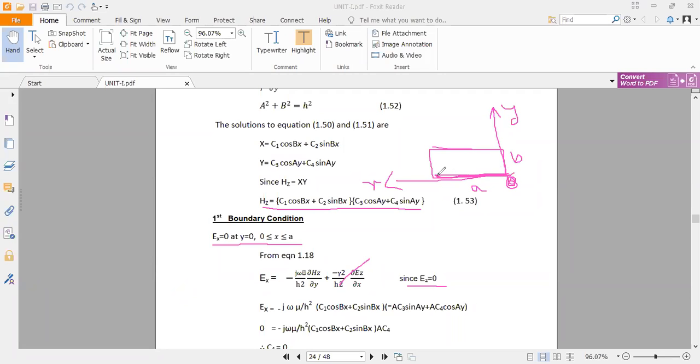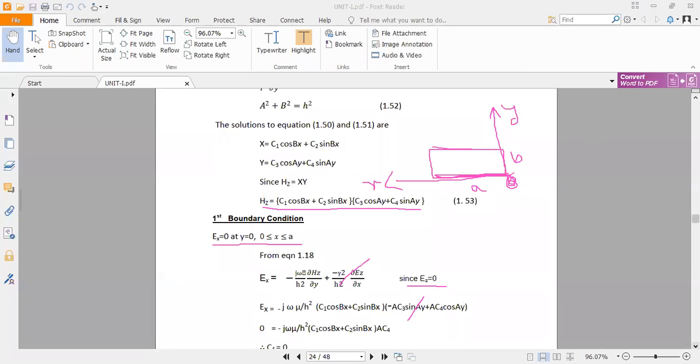Now if you substitute Ex is equal to 0, what do you need to substitute? y is equal to 0. y equal to 0 means sin 0 is 0, and cos 0 becomes 1. So what is the term left over? Minus j omega mu by h square into C1 cos bx plus C2 sin bx into a C4, you are going to get.